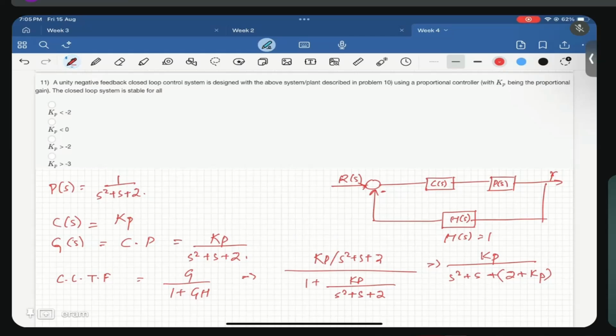Now, using the above logic that I have just explained, can you identify when this closed loop transfer function will be stable? This is the characteristic polynomial: s square plus s plus 2 plus Kp equals 0. How can we ensure the system will remain stable? If I introduce a proportional controller Kp, what should be the value of the constant Kp such that the closed loop system will be stable?